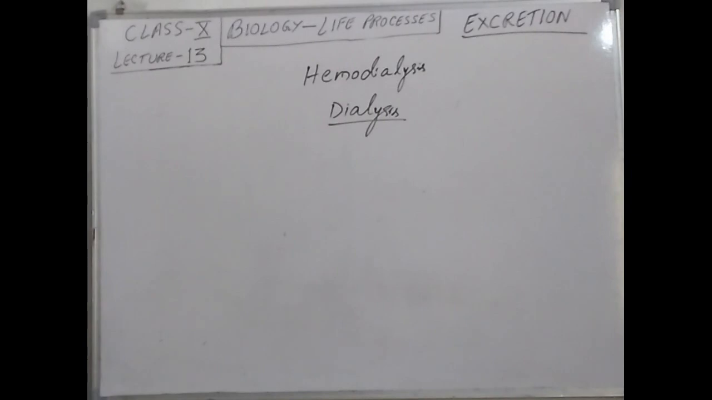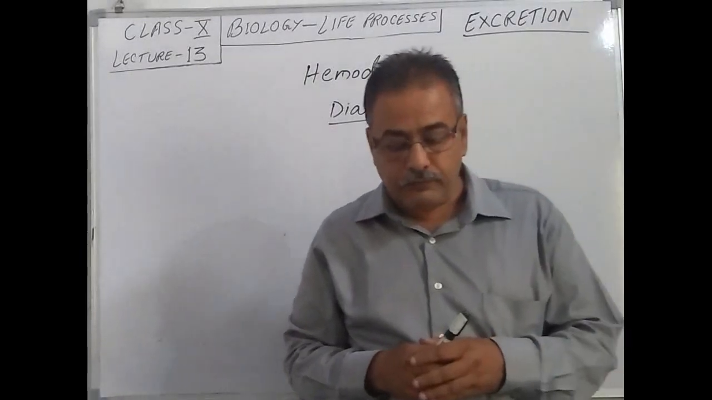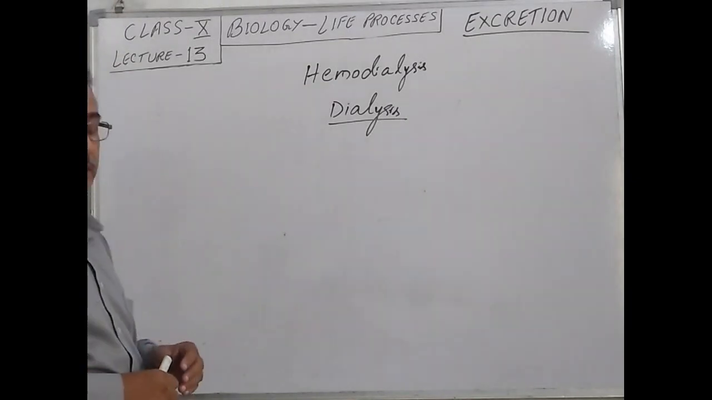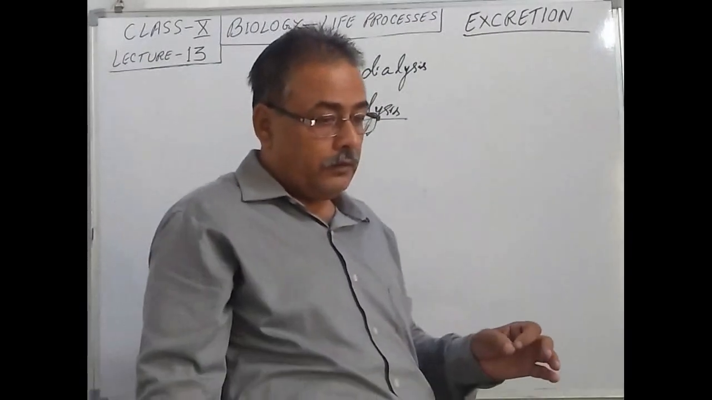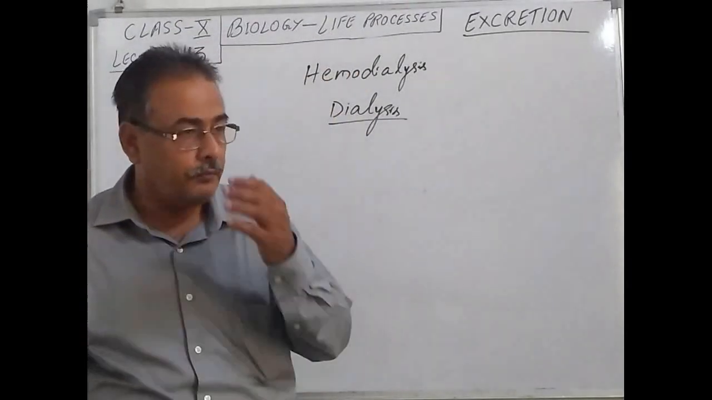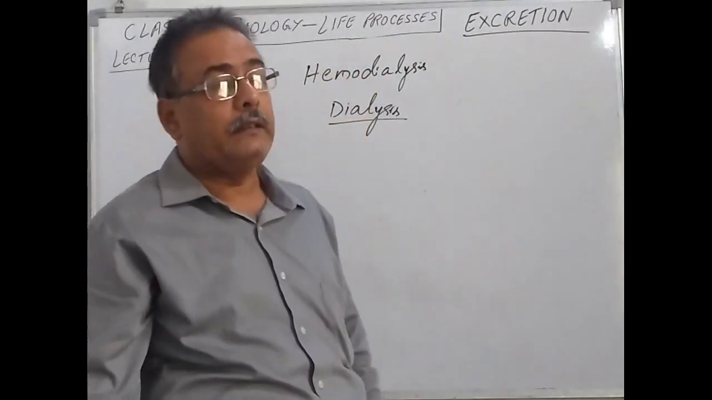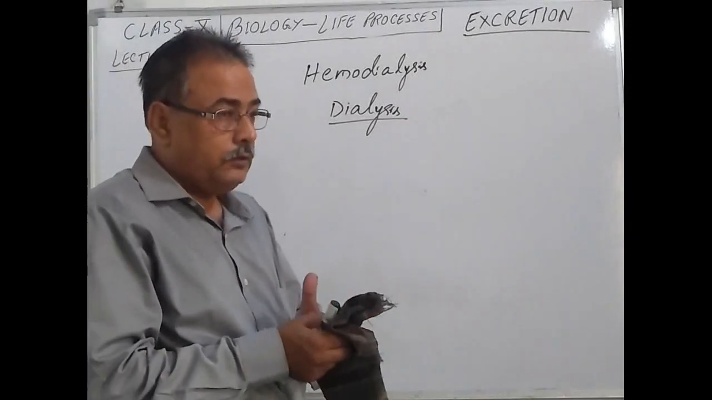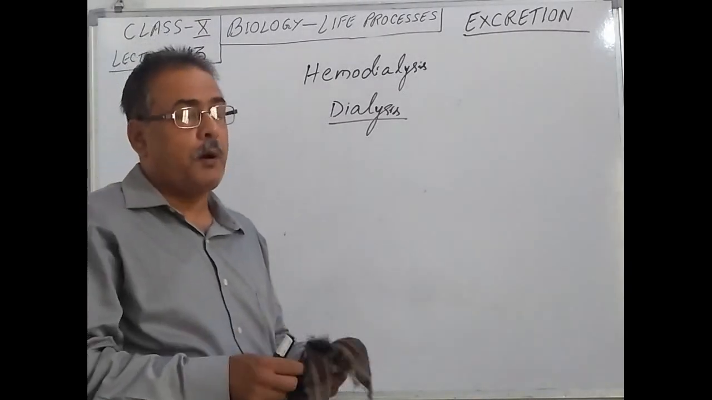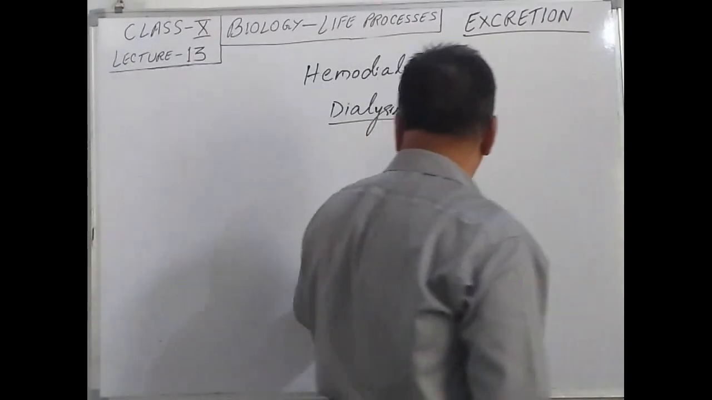The patient who has poor functioning of the kidney can be connected to a machine through which the blood of the patient is passed and the impurities are filtered there, and the pure blood, which is without nitrogenous waste, can be pumped back into the patient's blood vessels.